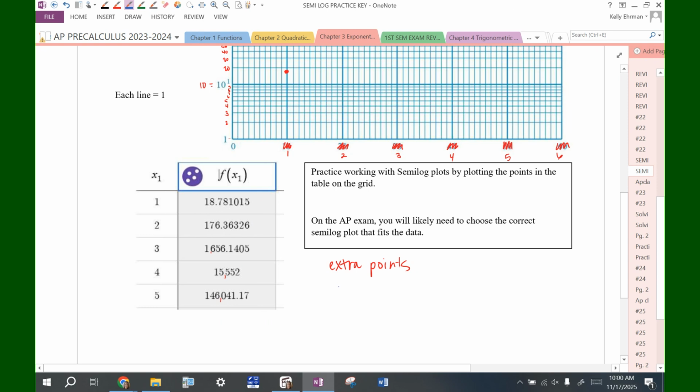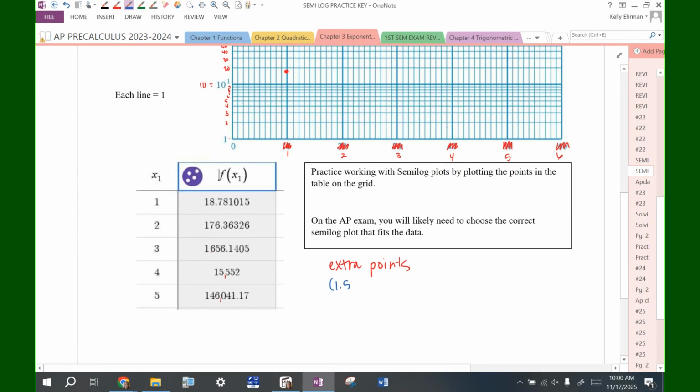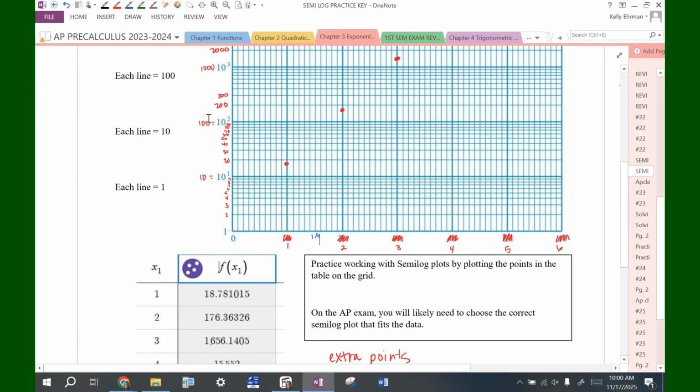So let's plot the point (1.5, 78). Again, this might not fall in line with the grid. So where is that going to be? Well, 1.5, first of all, is right here. Where does 78 fall? It's between 10 and 100. So here's where I'd have to pay attention. 20, 30, 40, 50, 60, 70, and 80. So it's somewhere between these two, something like that. That actually did fall in line pretty well.